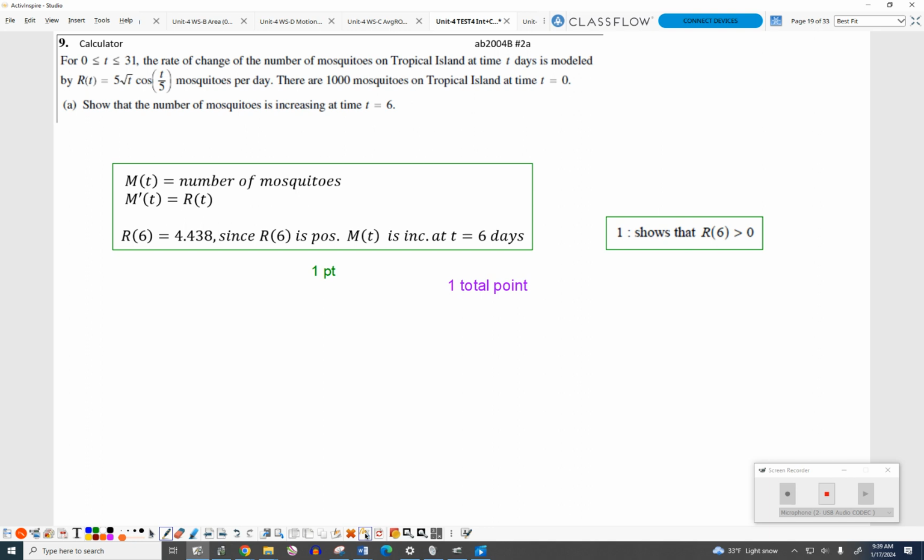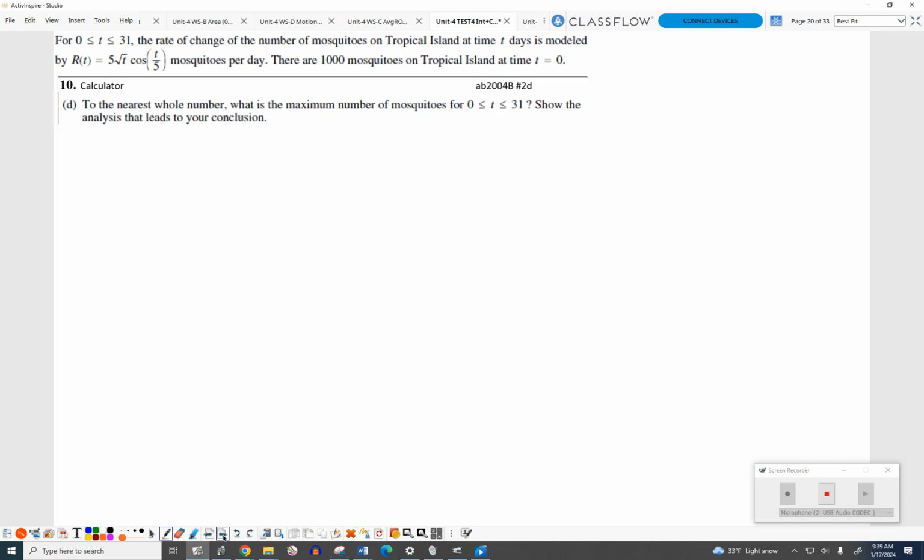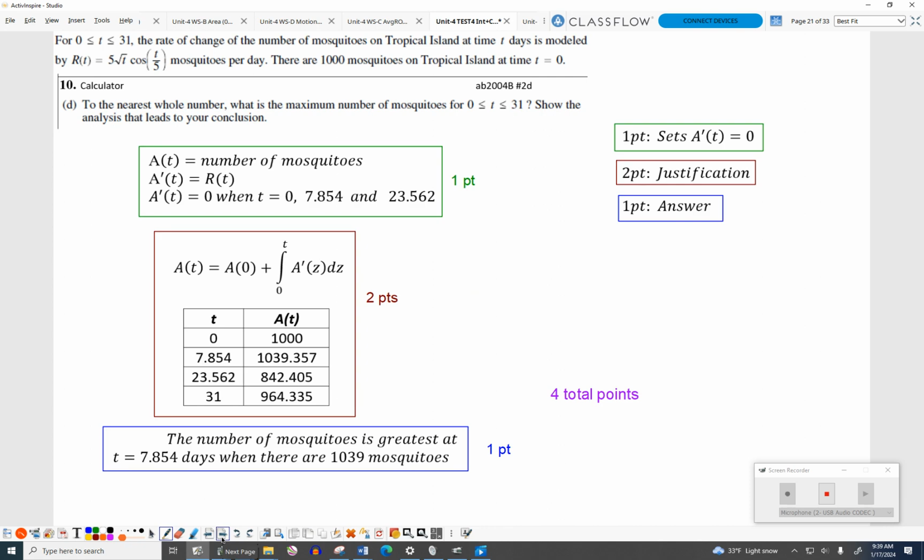It's a pass. 4 points on 10. Questions? 1 point for green, 2 points for red, maroon, I guess. 1 point for blue.